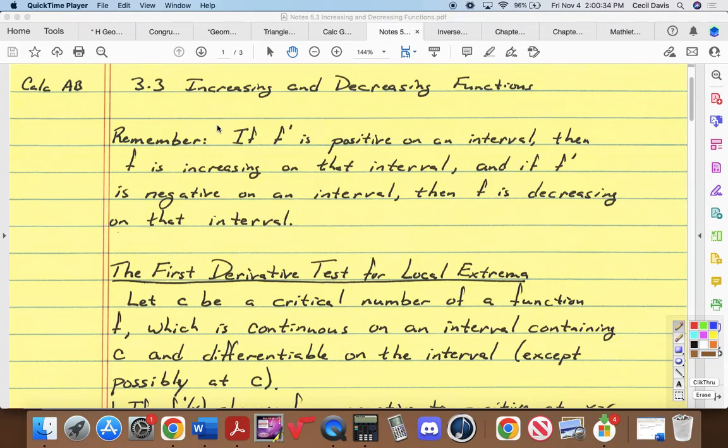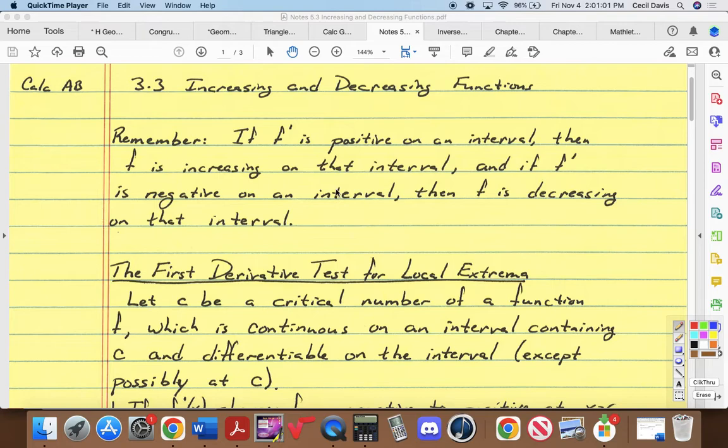All right. So, as someone pointed out, this is section 5.3, not 3.3. In the previous version of the book, this was chapter 3. We kind of talked in general about extrema very, very vaguely. We're going to talk more specifically about it today, and we'll get even more specific later.